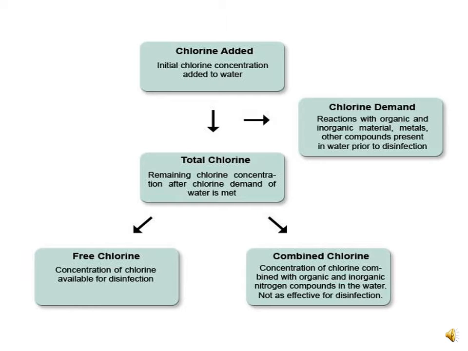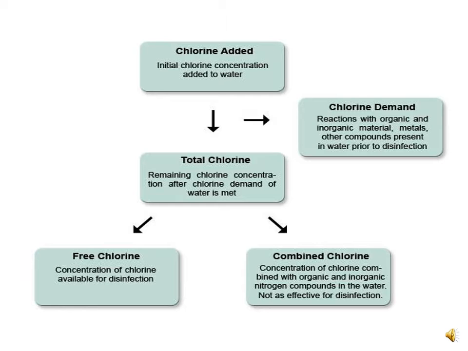These are some of the terms which are used in the chlorination. The first is the chlorine dose, which is the amount of initial chlorine concentration which is added to the water. The chlorine demand is the concentration of chlorine which reacts with the organic and inorganic materials which are present in the water. The total chlorine concentration is the amount of chlorine which remained after the chlorine demand of water is met.